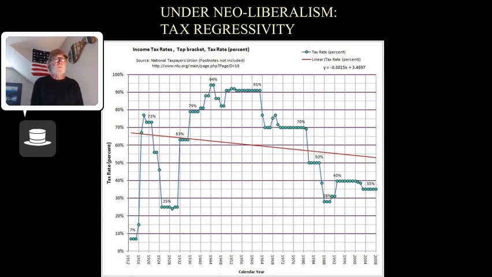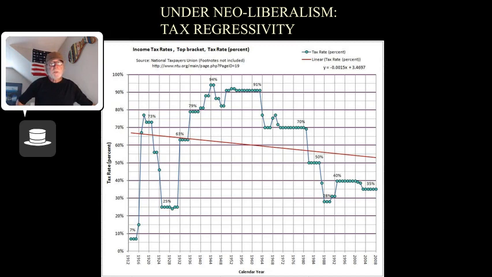This is the income tax rate for the top bracket. What that means is that the amount of income above a certain point, and let's just say for the sake of understanding this graph, if you're making anything above $1 million, will be taxed at this rate, at the percentages you see in this graph.